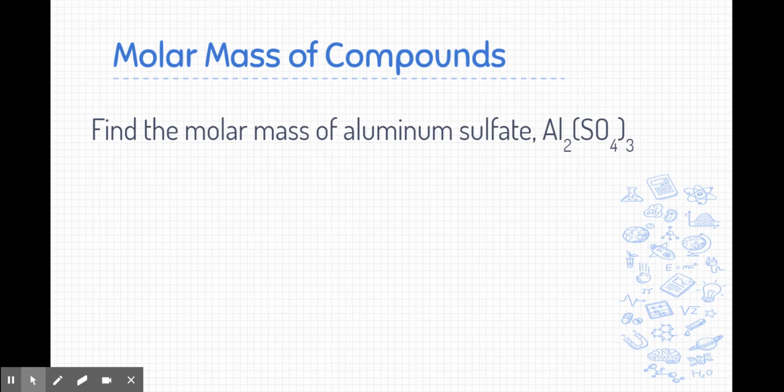Let's look at an ionic compound, aluminum sulfate, which has a more complex chemical formula. So let's find the molar mass of aluminum sulfate. This would be a good chance to see if you're following along here. Pause the video and use the periodic table to find the molar mass of aluminum sulfate.